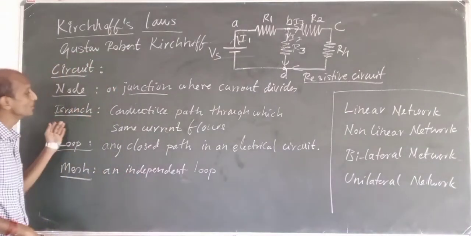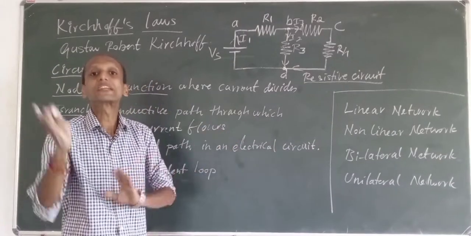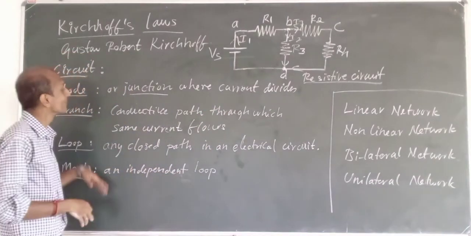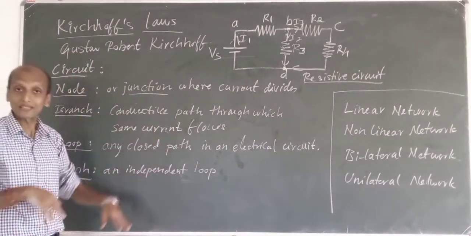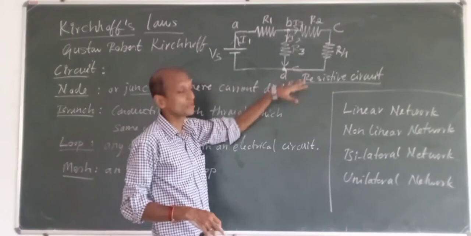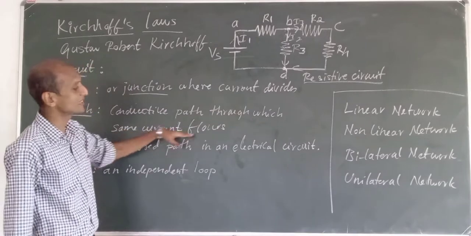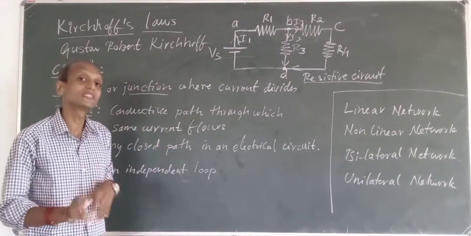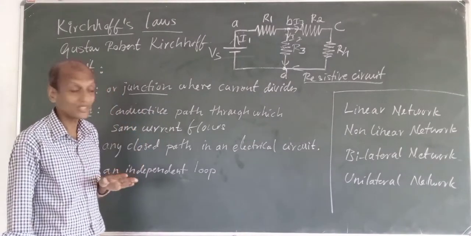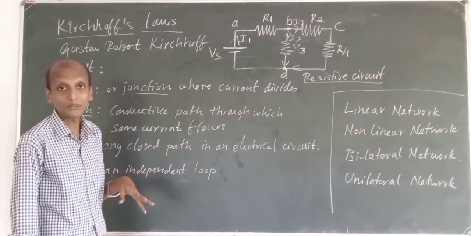Now coming to branch. What is a branch? We have a tree, and we call the branches of a tree: the stem we have, after that branches will come. In that way, a branch is a conductive path. A branch is some part of a circuit, a conductive path through which the same current flows. That is what we call a branch.